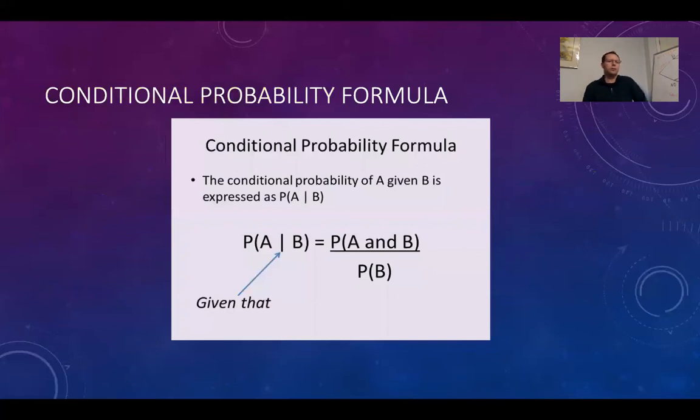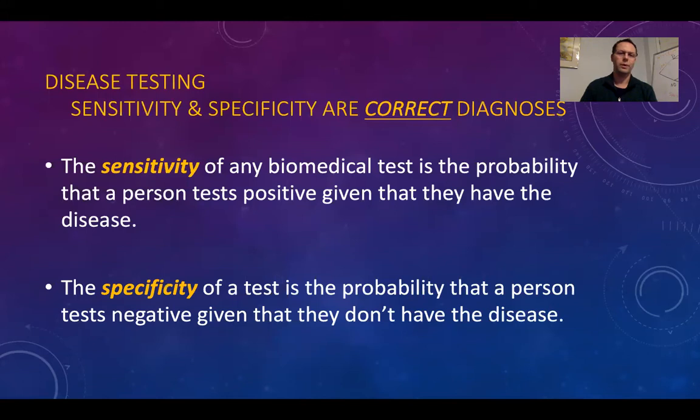This is our conditional probability formula that we've come to know and love. All it means is the probability of A, some event, given that we know B is true, is the probability of A and B divided by the probability of B. If you don't remember that well, you can go back to the last video, CT-4, and I did lots of examples of that. So what are we going to do with this? Well, we're going to bring this into the context of disease testing.